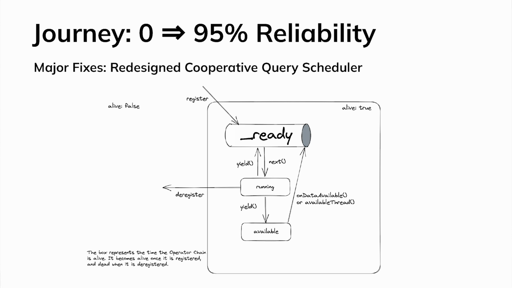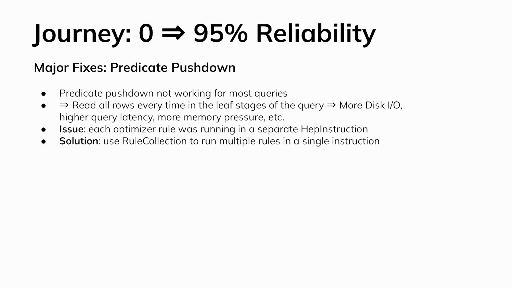So yeah, I won't get into the details of it, but this also got us a lot closer. At that time, I was hoping for even 90% reliability, which for me is an achievement, but we were hoping for 95% reliability. But this alone didn't get us there. We further found out that predicate pushdown wasn't working.